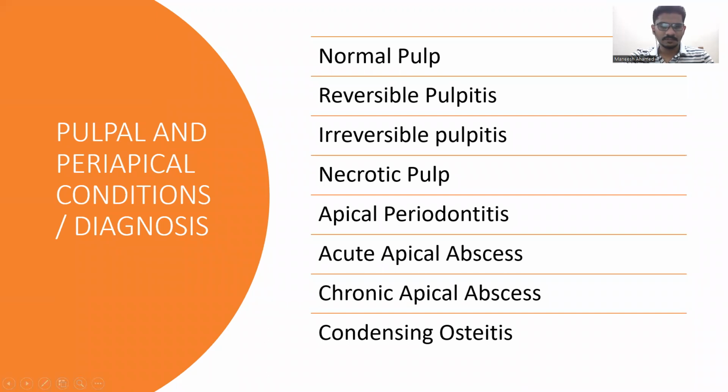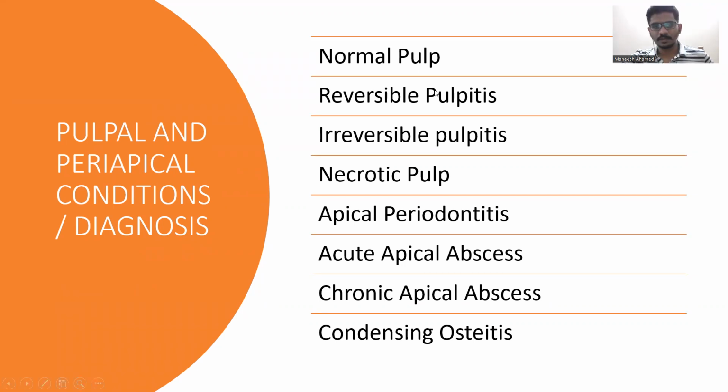And based upon the different diagnostic methods and clinical symptoms, we have certain diseases which come under the category of pulpal and periapical conditions. So the first condition, or diagnosis, is a normal pulp, wherein the pulpal tissue is of normal physiology, does not show any symptom, and the radiograph is normal.